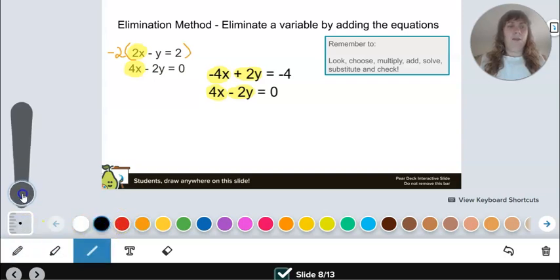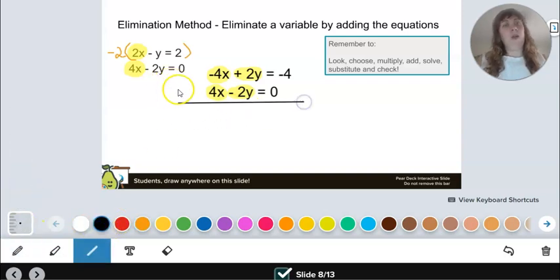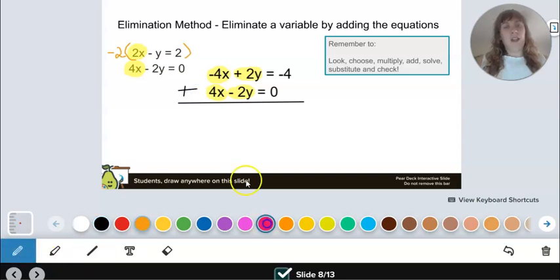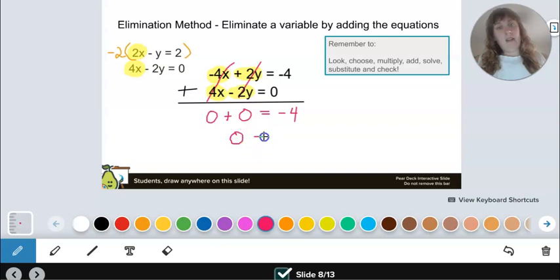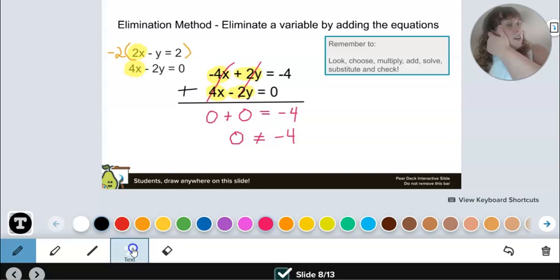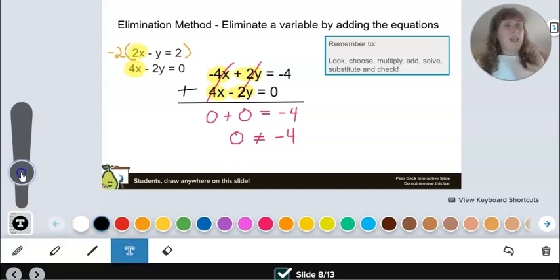So let's see what happens when we add these two equations. Negative 4x plus 4x is 0. And then we have another 0. And that is equal to negative 4 plus 0, which is negative 4. Well, 0 certainly does not equal negative 4. So both of our variables canceled.